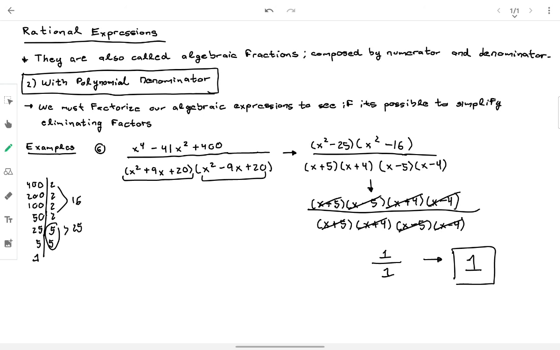So that will be the explanation for today's topic, how to simplify rational expressions with polynomial denominator. Remember, the most important part is to remember the factoring cases. So if you don't remember some factoring cases, you can go back and watch the videos of factoring.